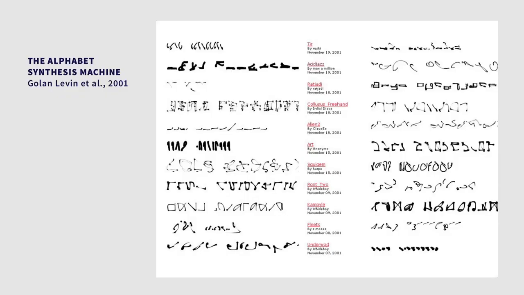The Alphabet Synthesis Machine was an online project from Golan Levin and colleagues. Users could breed abstract alphabets from a physically based writing model. The project ran from 2001 to 2006, and over 20,000 fonts were created that could be downloaded as TrueType fonts.